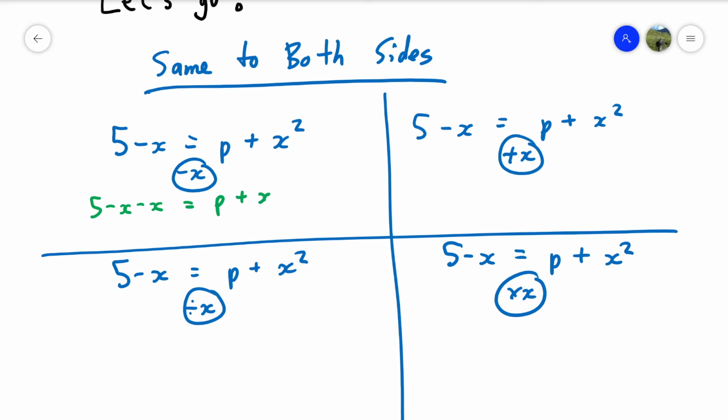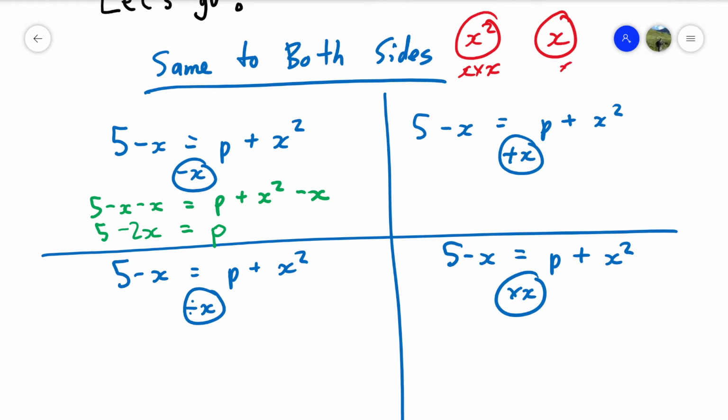P plus x squared minus x. Now, I suspect there might have been some interesting mistakes here. Beware. What's minus x minus x? Well, that's minus 2x. What about this? Well, that's p. Now, here's something important. x squared means x times x. And x, well, it's just an x. They're two completely different things.